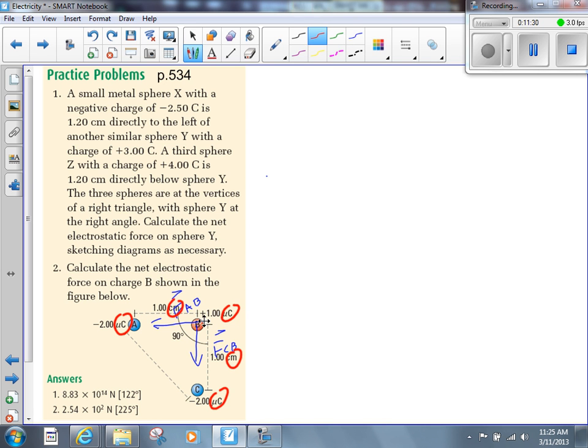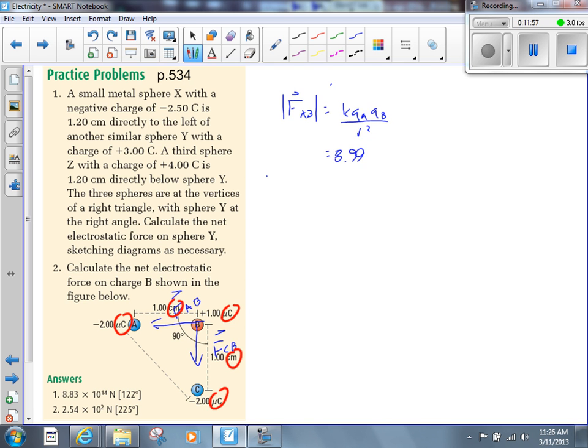Neither one of those units are uncommon for this kind of thing, just because of practical things often end up being microcoulombs or nanocoulombs and centimeters. But we still have to convert it to those base units. Let's get the force of A on B. It's going to be found by saying KQA QB over R squared.